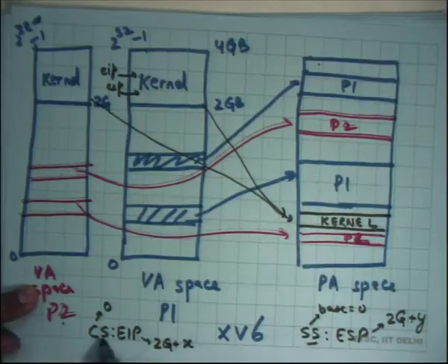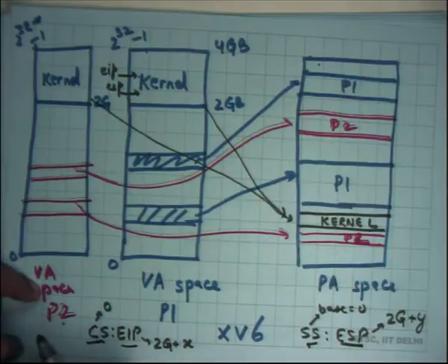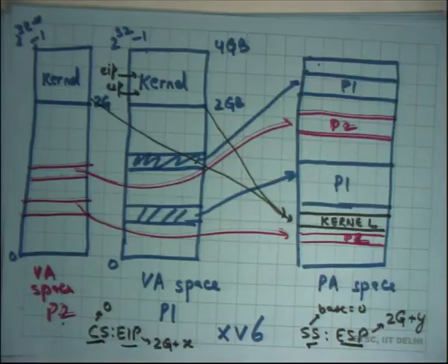So in segmentation, what was happening was the segment itself, the base itself, was getting changed. In paging, the base remains the same, the privilege level changes, yes, but what's actually changing is the offset, which is EIP and ESP, right, and these offsets should be set up by the kernel such that they point to the kernel address space, which is 2 GB and above.